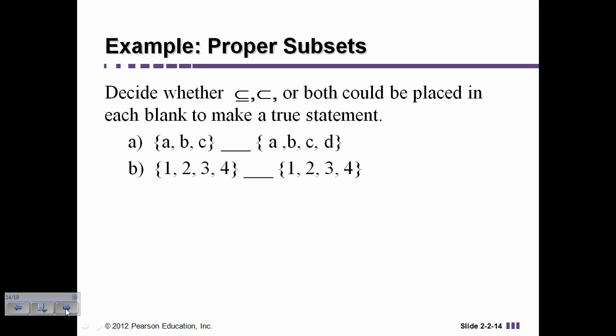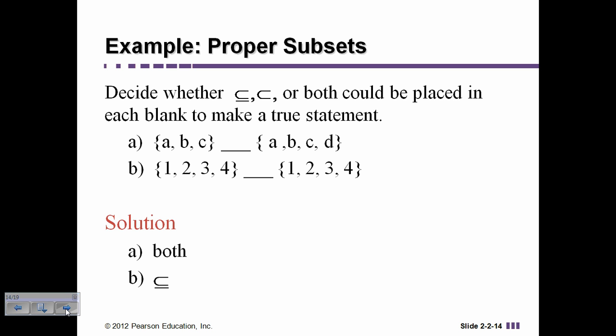Example B, the numbers 1, 2, 3, 4 are in the set {1, 2, 3, 4}. So the first set, {1, 2, 3, 4}, is a subset of {1, 2, 3, 4}. But since the first set is equal to the second set, then it is not considered to be proper.